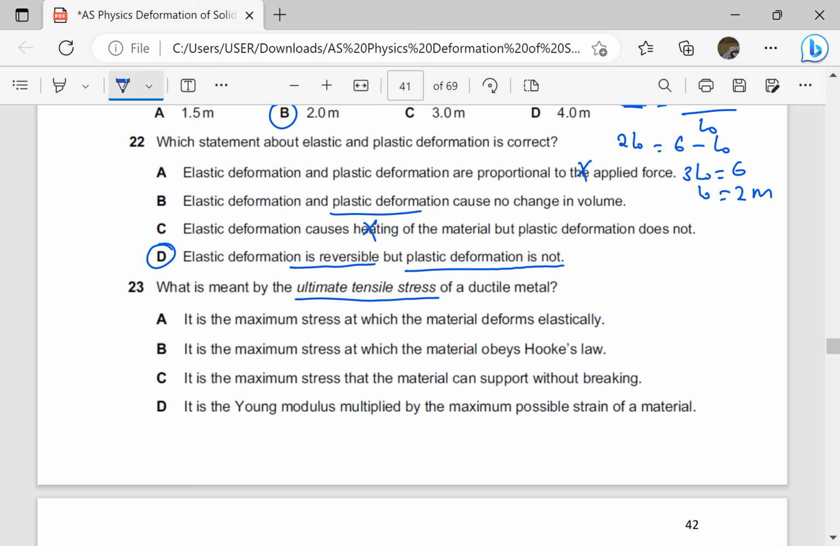What is meant by ultimate tensile stress of a ductile material? When we talk about the ultimate tensile stress, we refer to the maximum stress that a material can support before it breaks, or without breaking. Therefore, our answer is going to be C. The maximum stress that a material can withstand without breaking, that is the ultimate tensile stress, which in calculation is normally represented as UTS.